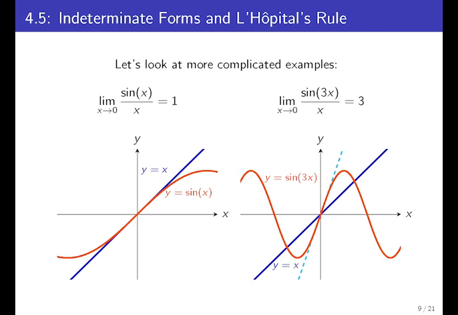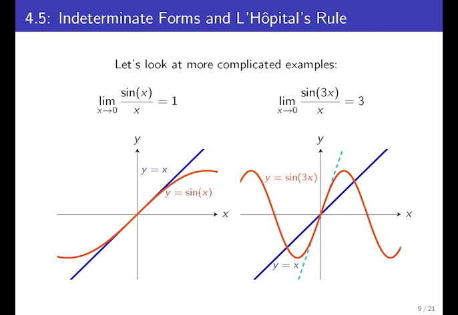Notice as we get closer to 0, the function y equals sine of x looks more and more like the line y equals x. In fact, it crosses 0 like the line y equals x. That's what we mean when we say that the limit as x goes to 0 of sine of x over x is 1. To further emphasize this, let's look at the limit as x goes to 0 of sine of 3x over x. We saw before that this is 3.